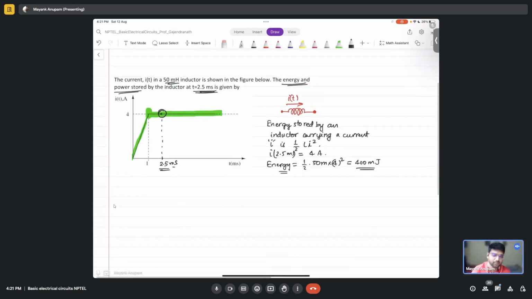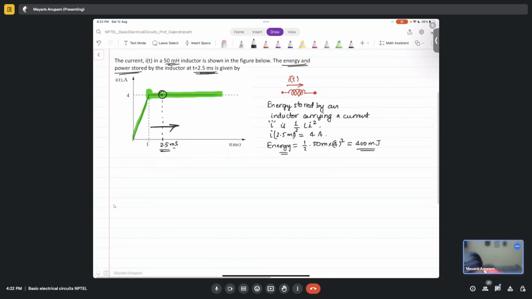Because in steady state, the inductor does not burn any power. It does not dissipate any energy. That is why the power dissipated by an inductor in steady state has to be zero. You can clearly understand that this is the steady state itself. After 1 millisecond, going in this direction, every time is steady state, because everything is settled and nothing is changing with time. So definitely power is not being dissipated here.